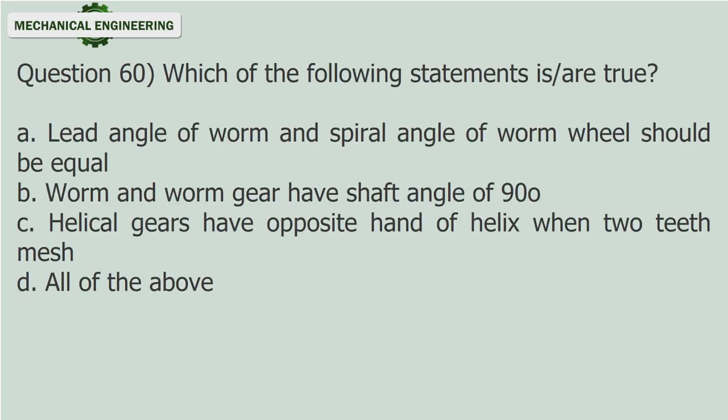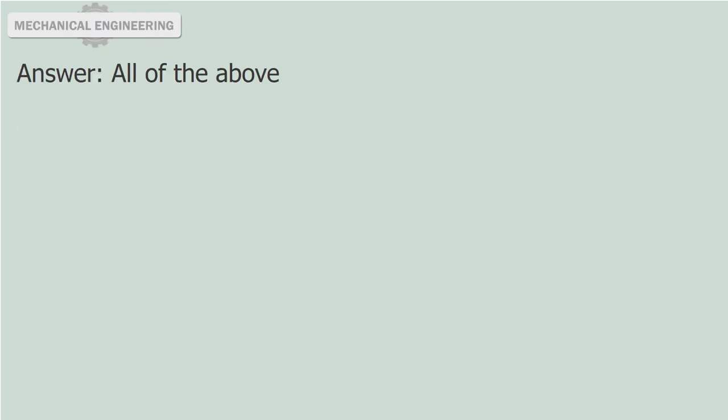Question 60. Which of the following statements is true? A. Lead angle of worm and spiral angle of worm wheel should be equal. B. Worm and worm gear have shaft angle of 90.0. C. Helical gears have opposite hand of helix when two teeth mesh. D. All of the above. Answer: all of the above.